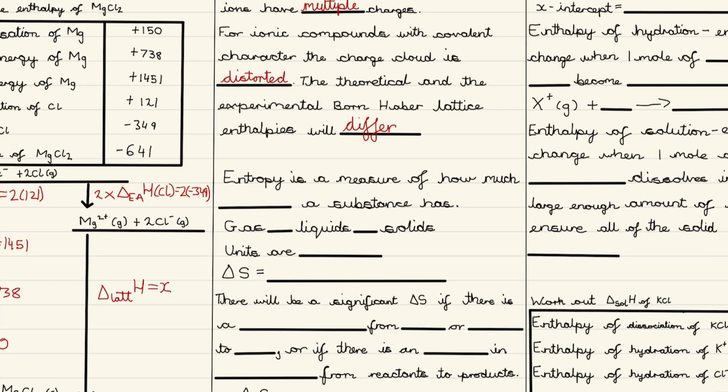Entropy is a measure of how much disorder a substance has. This means that a gas is going to have a higher entropy than a liquid, and a liquid is going to have a higher entropy than a solid. Because if you think about it, in a gas, the particles are further away than in a liquid, and then for a liquid, the particles are further away than in a solid. The units for entropy are joules per Kelvin per mole.